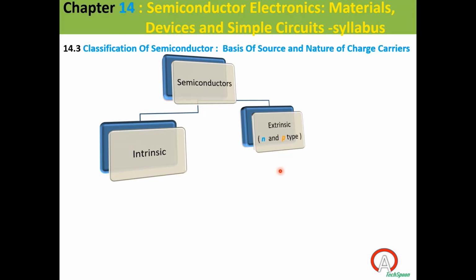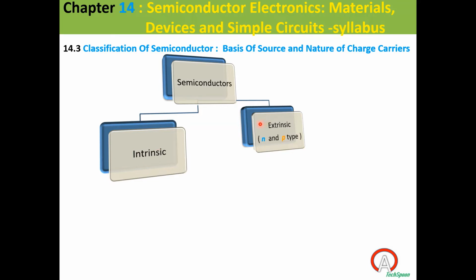Now we're coming to the core of this chapter. We are classifying the semiconductor on the basis of the source and nature of charge carriers. Which charge carriers, whether the electrons or the holes, cause the current through that semiconductor. Based on that, we classified the semiconductor into intrinsic and extrinsic.